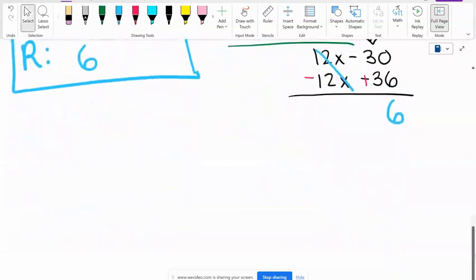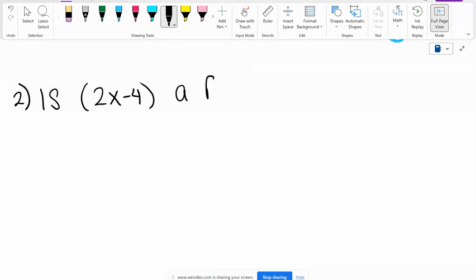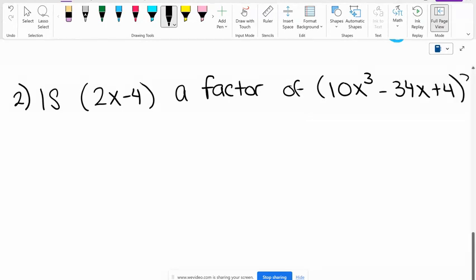Okay, I want you guys to try this one on your own. So my question is, is the quantity 2x minus 4 a factor of 10x cubed minus 34x plus 4? Show your work and explain.